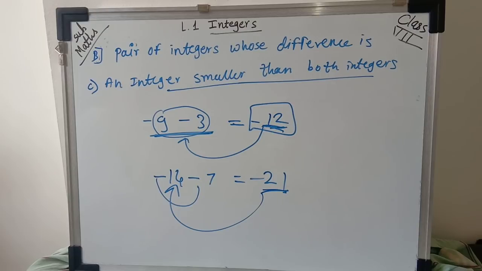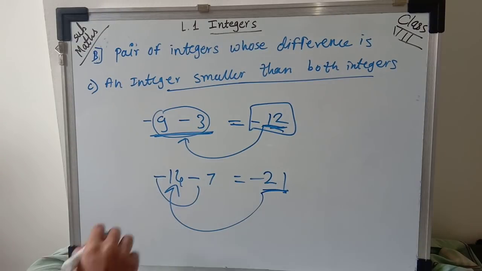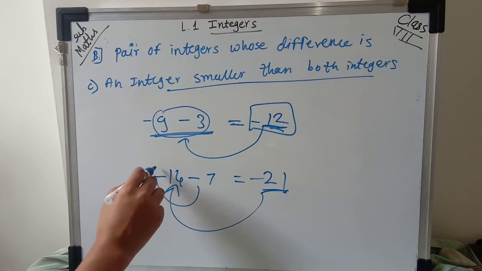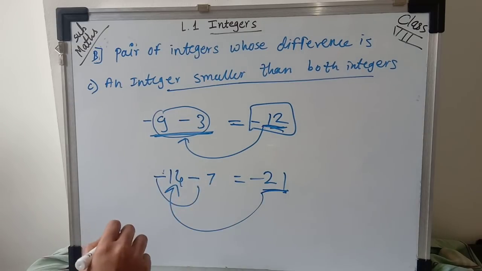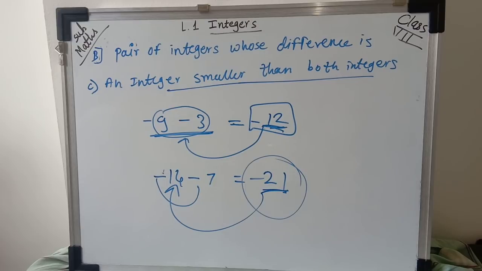Okay, so when you are finding the pair whose difference is negative, meaning the smaller integer, at that time you have to remember, whatever integers you take, the whole number of the negative integer is always greater than the other one, because you have to write the sign, and because of that sign the value of that integer will be smaller than the given two integers.